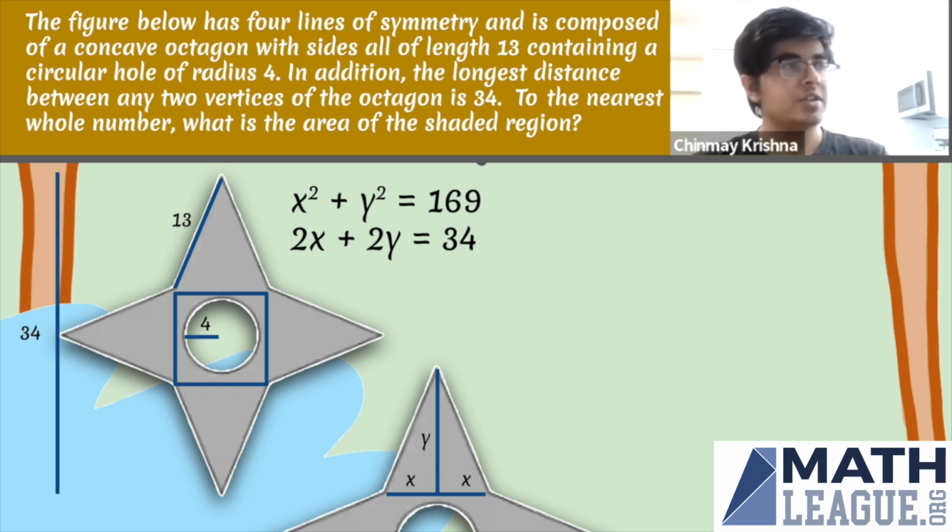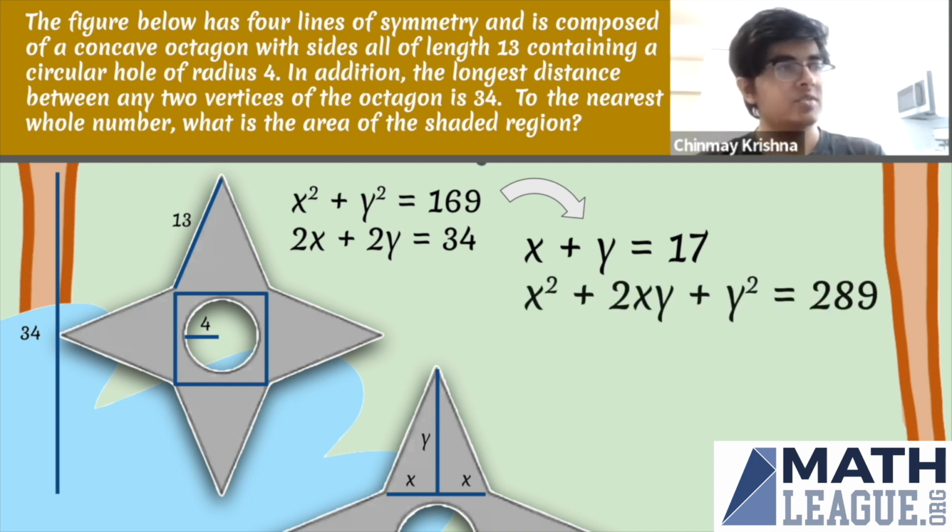Okay, now let's try solving this. We know that 2x plus 2y is equal to 34, so x plus y is equal to 17. Let's try squaring this equation, and we get that x squared plus y squared plus 2xy is equal to 289. Now we can subtract the first equation from this one to get that 2xy is equal to 120. That would mean that xy is equal to 60.